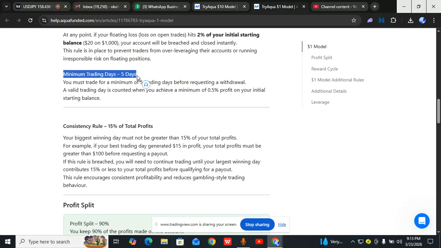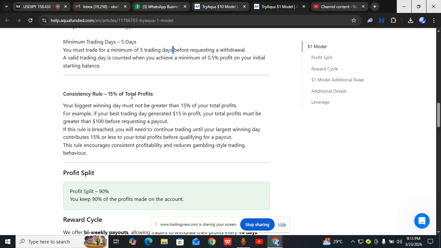Now, the minimum trading days is 5 days. The only way a particular day can be counted as a trading day is if you've made 0.5% of these accounts or more. Now, on a 1K account, you must make at least $5 in a day for that day to be considered a trading day. So pay attention. Even if you trade for, let's say, 30 days, and out of those 30 days, maybe just 4 days you're able to make profits and hit your targets, your trading days is still not complete. So you have to pay attention to that.